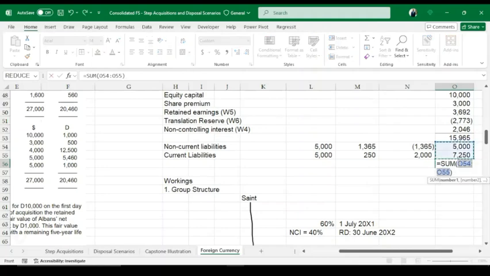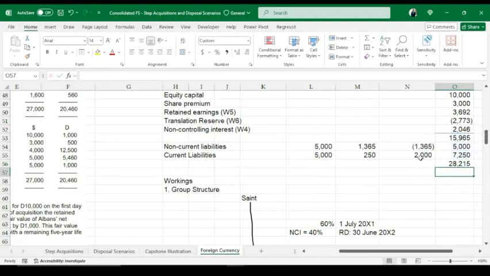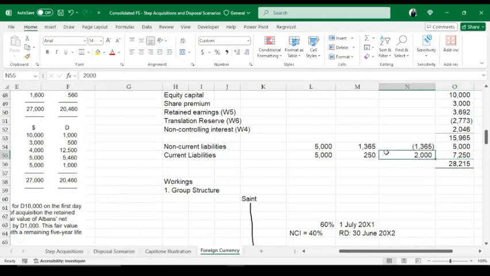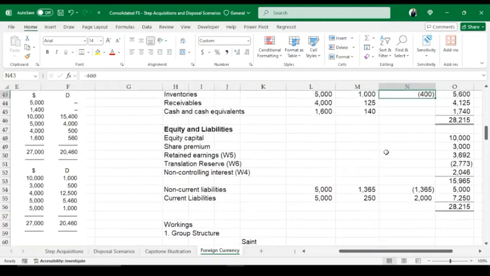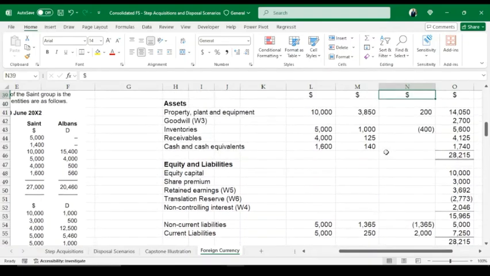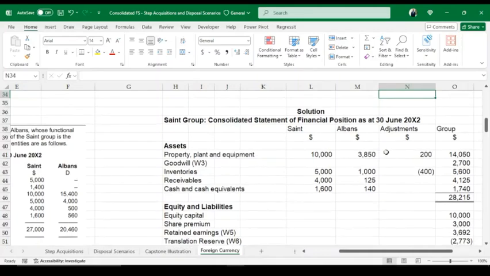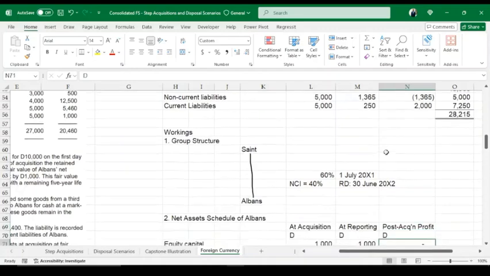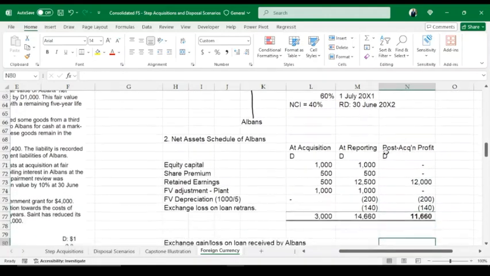So we can add these three together and see what we've got. So we have 28,215 as the balancing figure right there. So as you can see, our consolidated statement of financial position has balanced correctly. So this is how you deal with foreign subsidiaries in consolidation.